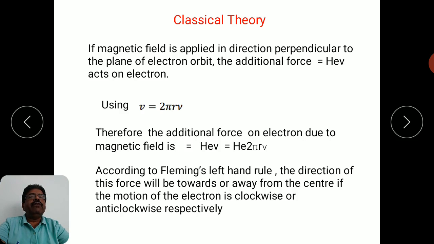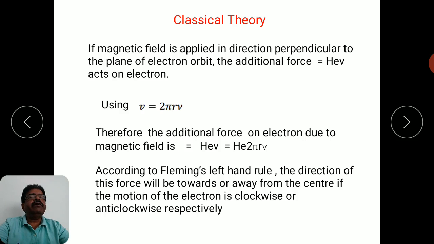So if you apply Fleming's left hand rule to this diagram, the direction of this force will be towards or away from the center if the motion of the electron is clockwise or anti-clockwise respectively. That means when the electron moves in the clockwise direction, the force will be towards the center of the orbit. And what will happen if the force is toward the center? The orbit will be contracted, which means the motion of the electron will be speeded up.